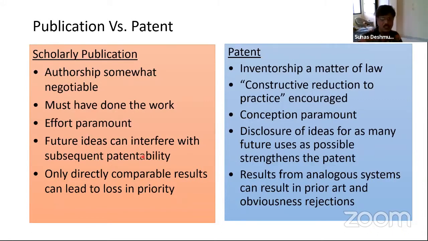But a patent is a constructive reduction to practice. It means you want to convert your idea into a product, and the product is to be converted into the market. Basically, the intention is to generate a commercial product out of the patent. But in publication, this doesn't happen. A patent is an asset for you, which will give you money in future. So that is the disclosure of the ideas for as many future uses as possible, and it is also possible to strengthen the patent.